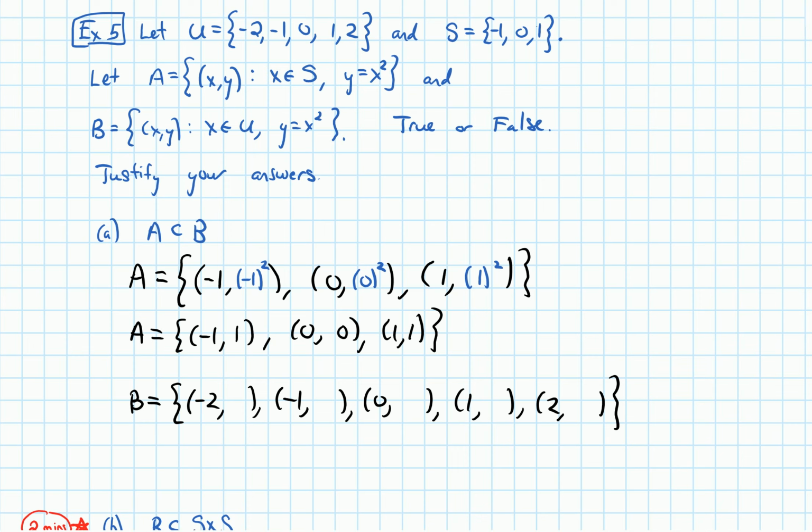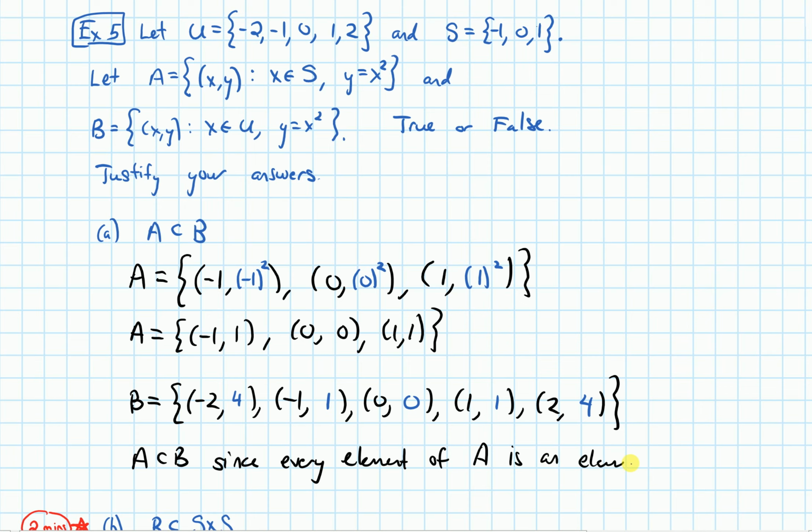So if x was -2 and I square that, I'm going to get 4. If x was -1 and I square that, I'll get +1. Quickly going through the rest, 0 squared is 0, 1 squared is 1, 2 squared is 4. So I have the set A and the set B. So clearly, A is a subset of B, since every element of A is an element of B, which means this is true. A is a subset of B.